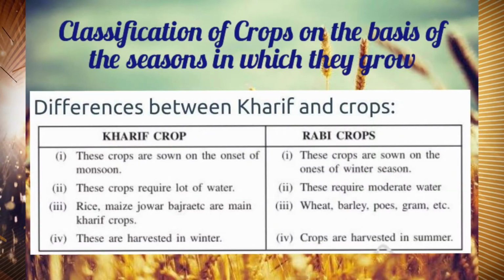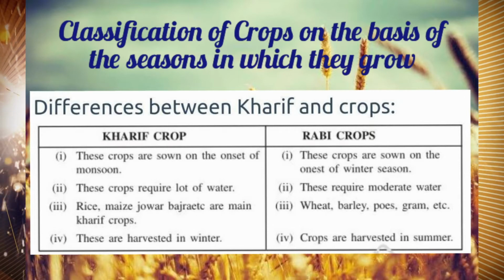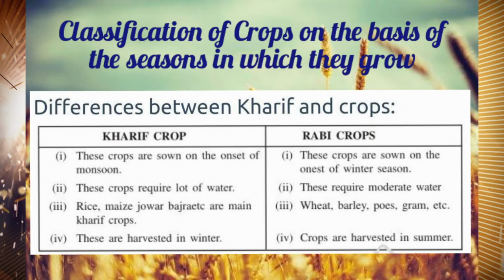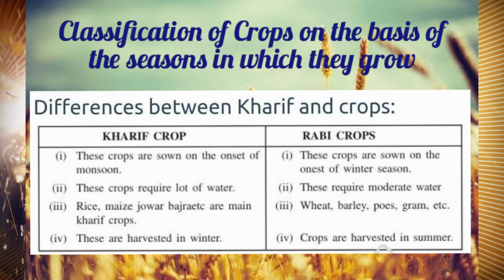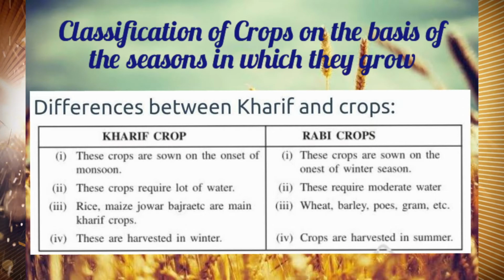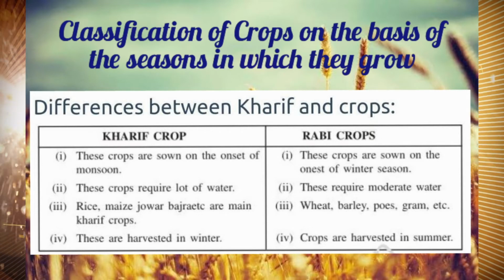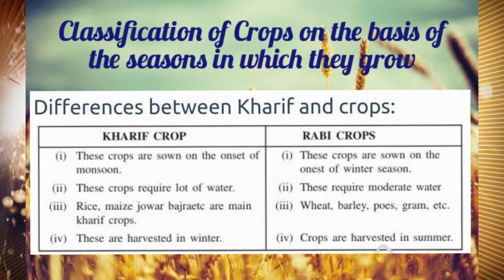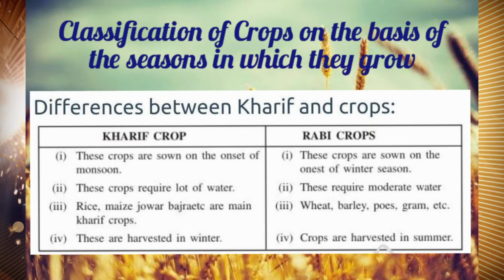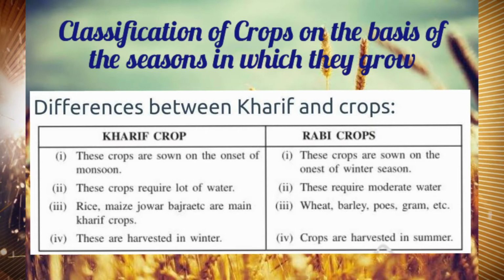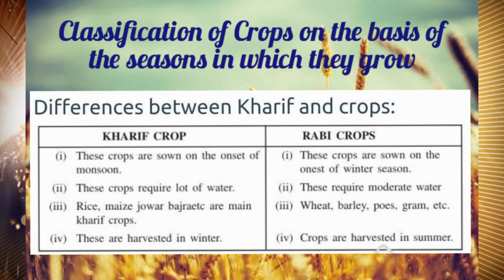Next, let us see how crops are classified on the basis of seasons in which they grow. So as we know that in India, there are two main crop seasons. इंडिया में क्रॉप्स उगाने के लिए दो मेन सीजन्स हैं, विंटर सीजन and monsoon season. So the crops grown in winter season are called rabi crops, and the crops grown in monsoon season are called kharif crops. विंटर में उगाए जाने वाले क्रॉप्स को राबी क्रॉप्स कहते हैं और मानसून में उगाए जाने वाले क्रॉप्स को खरीफ क्रॉप्स कहते हैं.